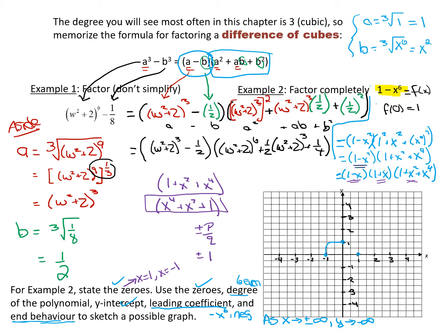So we're just going to draw, whoops, that shouldn't curve backwards like that. It should be going straight down and kind of flat here and coming around and going down. So that's a possible graph of f of x equals 1 minus x to the power of 6.